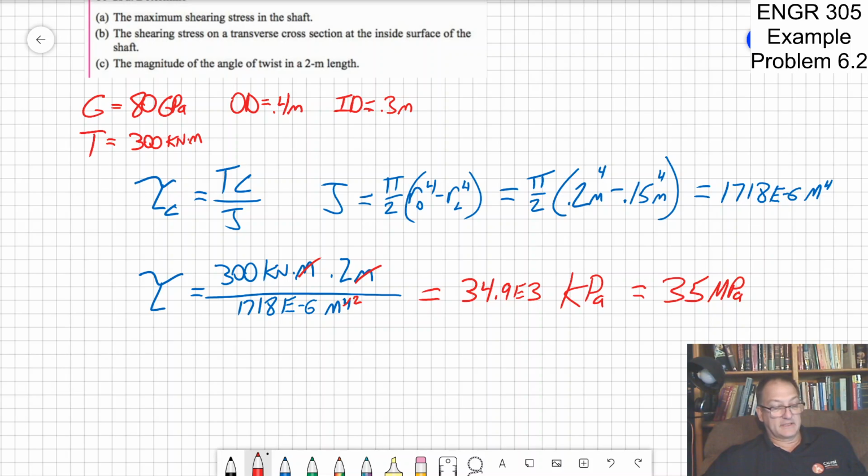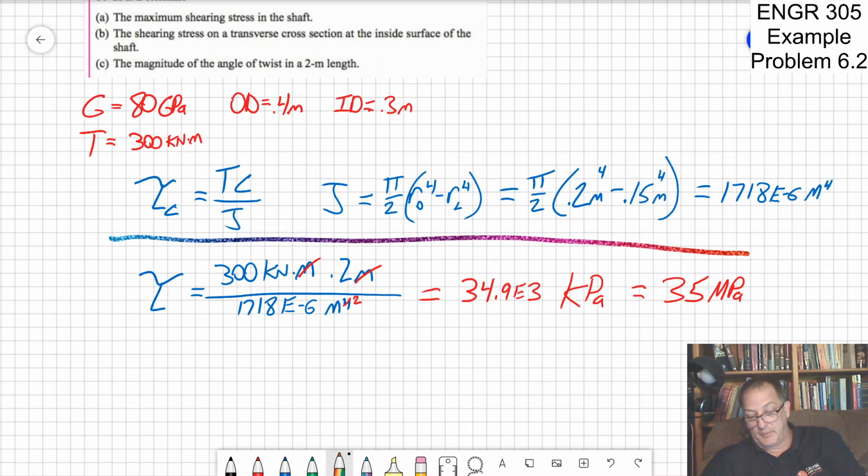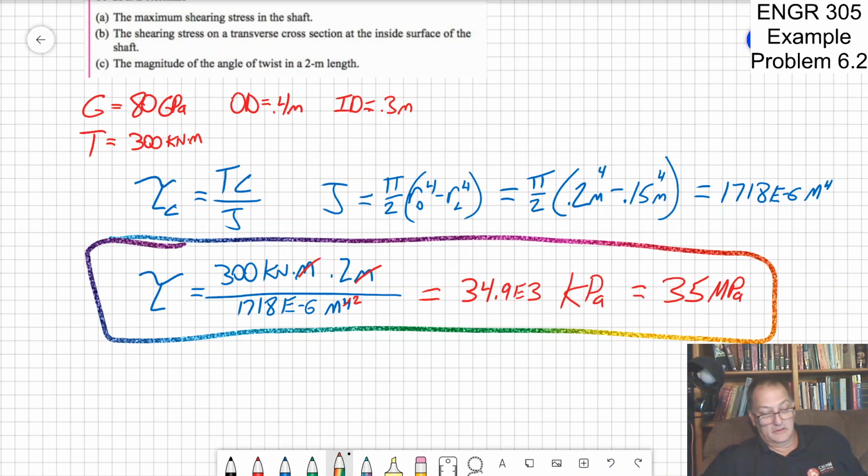Then we go back up to the top. So there's our first answer. Get out my sparkly pencil and box my answer. All right, I got that done. Now I got to look at B.